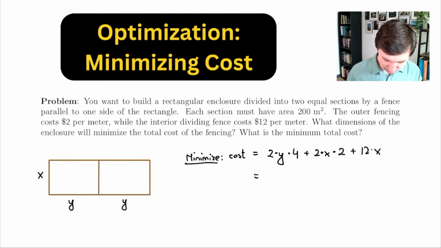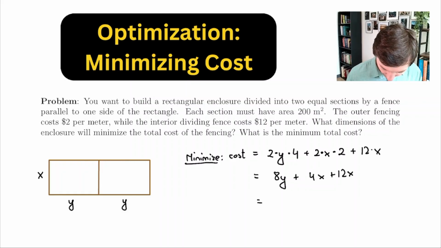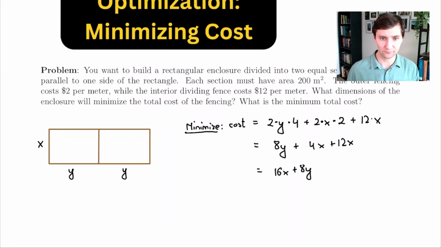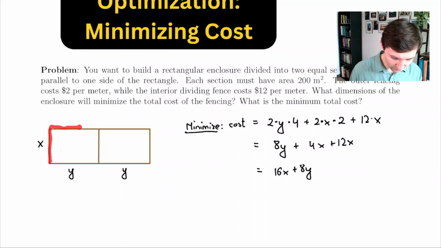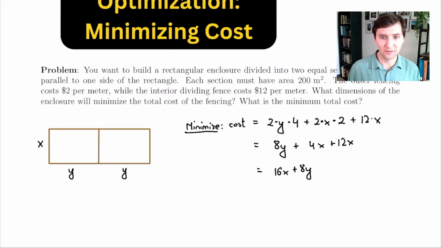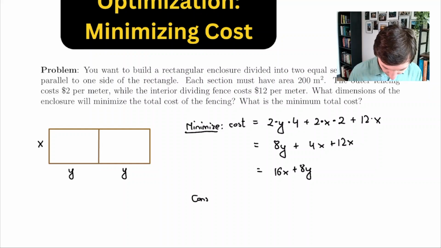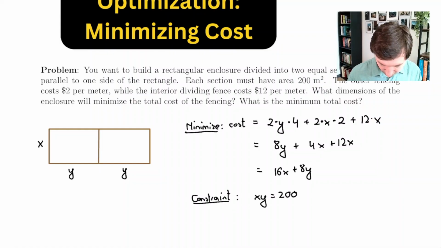I can simplify this equation. I get 8y plus 4x plus 12x. Altogether, I get 4x plus 12x. That gives me 16x plus 8y. This is what I want to minimize. I was also told that the area of each piece of my enclosure is 200 meters squared, which means that the constraint is that x times y is 200.